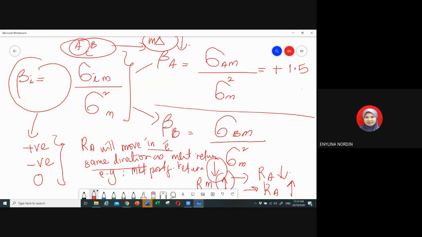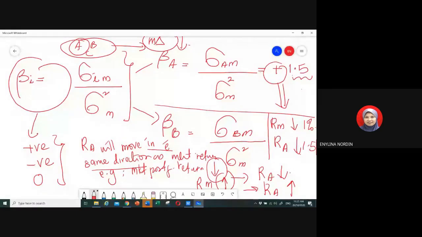Jadi dalam kes ni kita ambil one simple example. Let's say market return falls by 1%. So what happened to the returns on stock A then? Is it going to fall? The answer is yes. Why fall? Because of the positive sign. Okay, faham? But how much will the returns on stock A fall? So kalau dia jatuh 1%, look at the beta value. So returns on stock A will fall by 1.5%, more than the market.